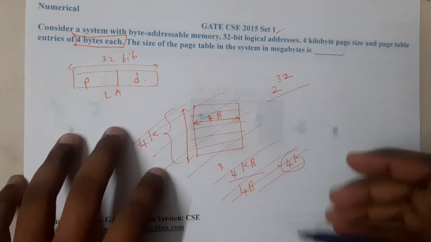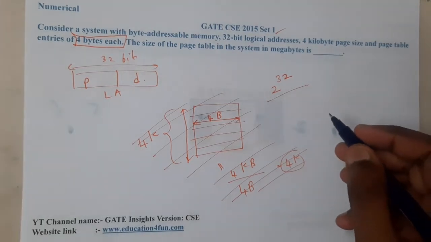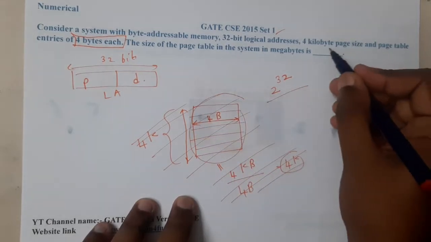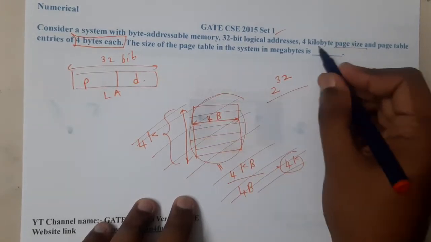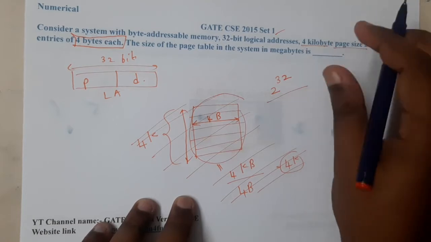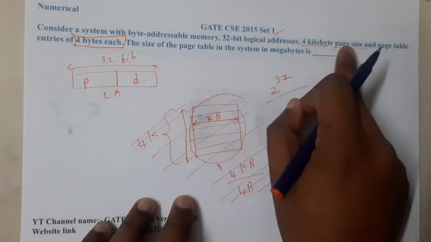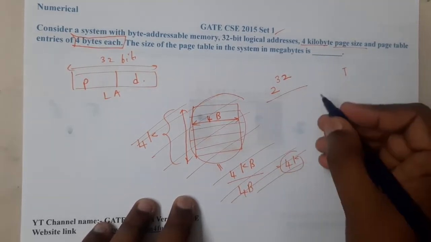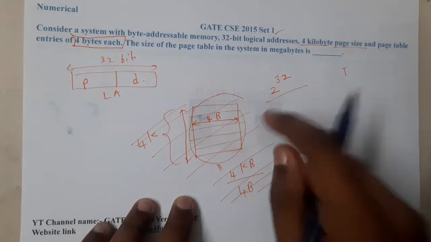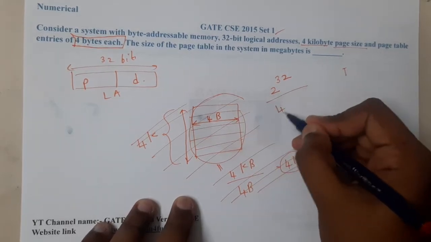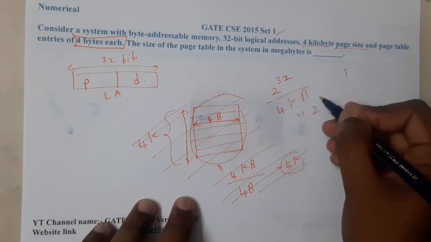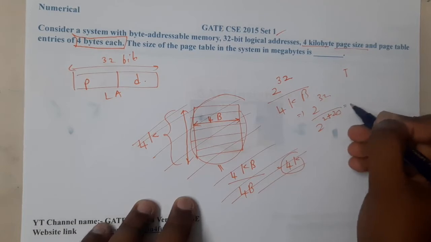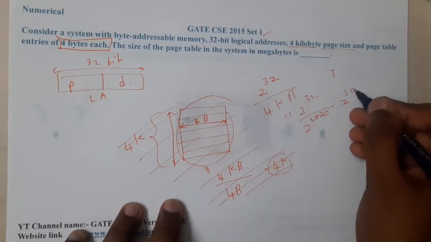So it is 2 power 32 divided by the page size. The whole size of a page they are saying is 4 kilobytes. So this is the page size and that was the page table size, guys. They are saying page size is 4 kilobytes. So let us calculate how many pages there are, which is nothing but the number of entries. Here we have 4 kilobytes.